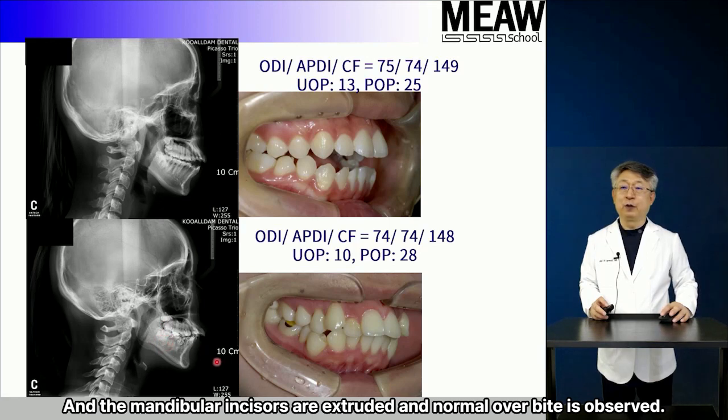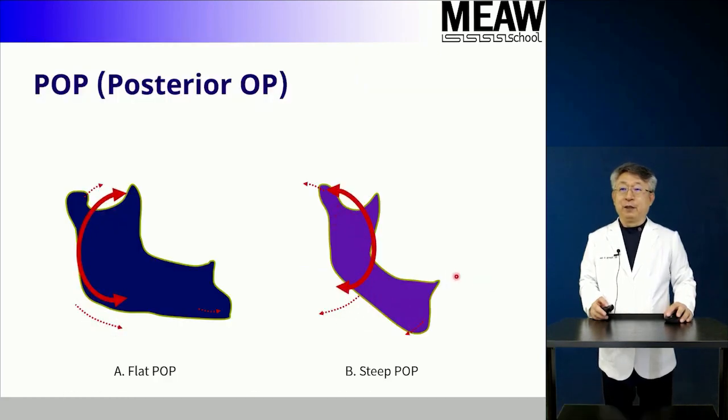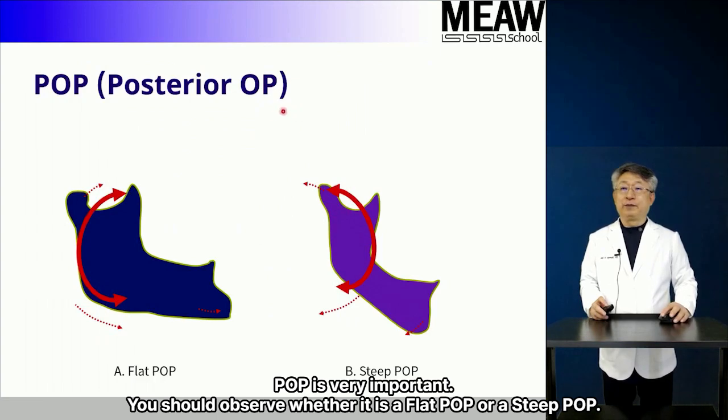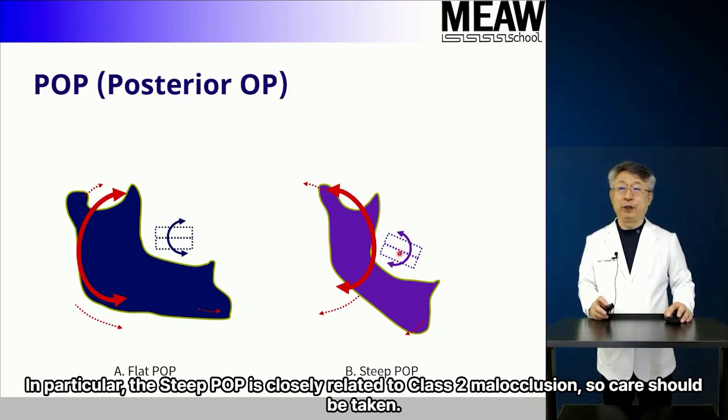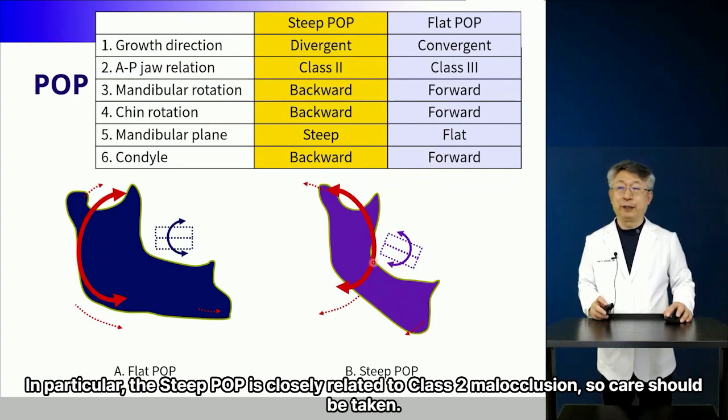And the mandibular incisors are extruded and normal overbite is observed. POP is very important. You should observe whether it is a flat POP or a steep POP. In particular, the steep POP is closely related to Class II malocclusion, so care should be taken.